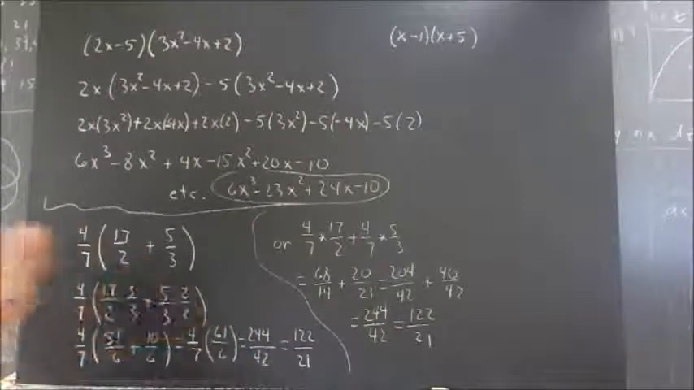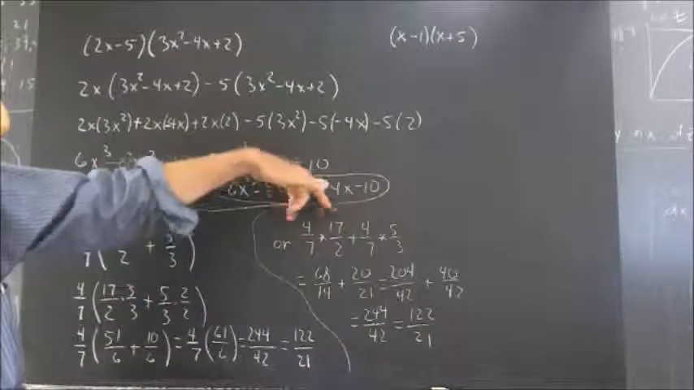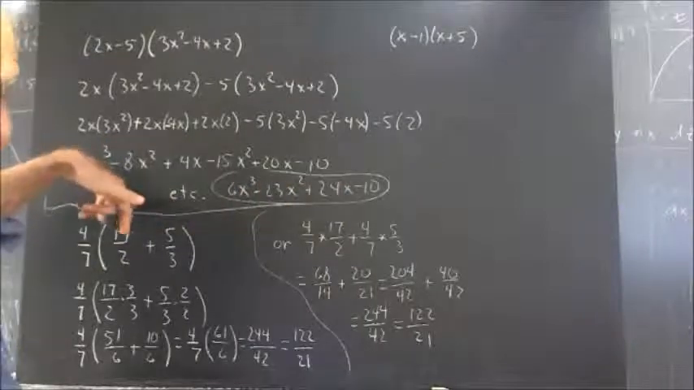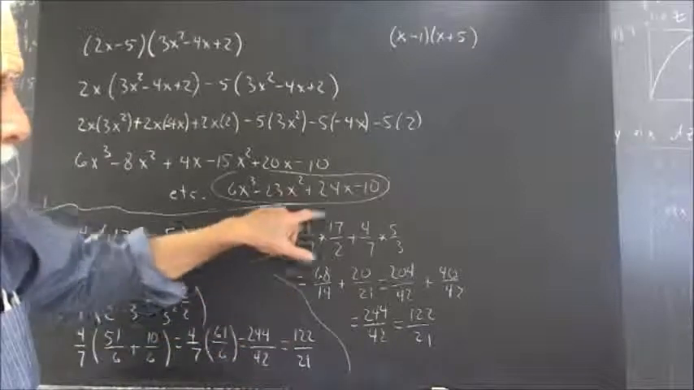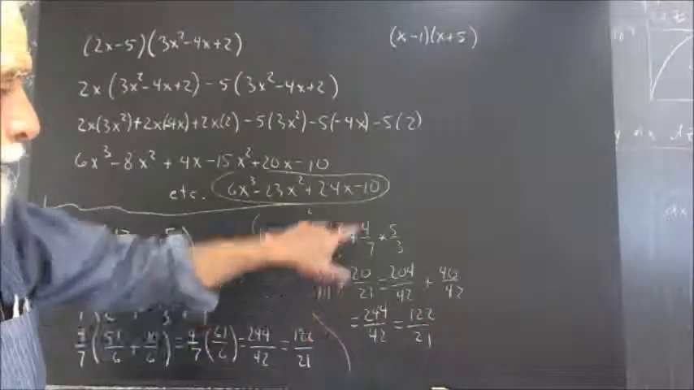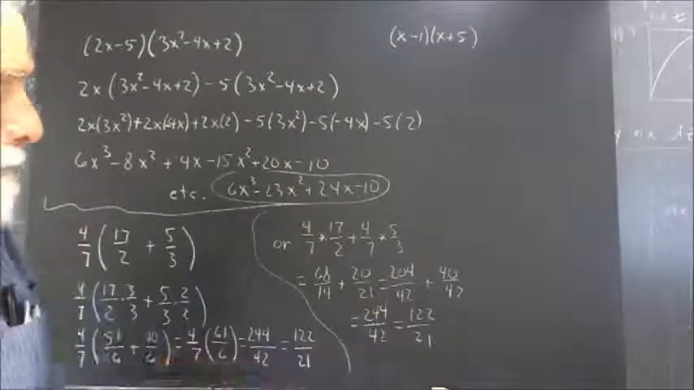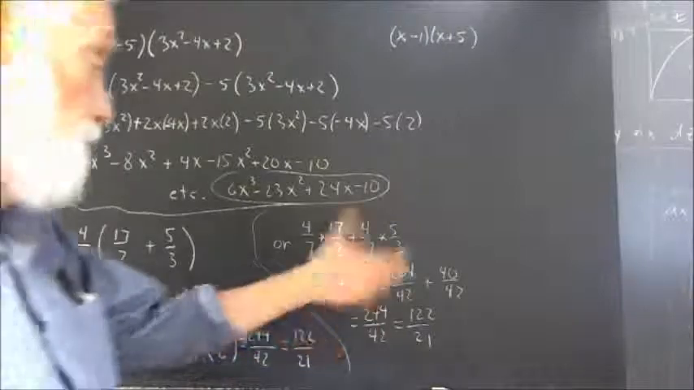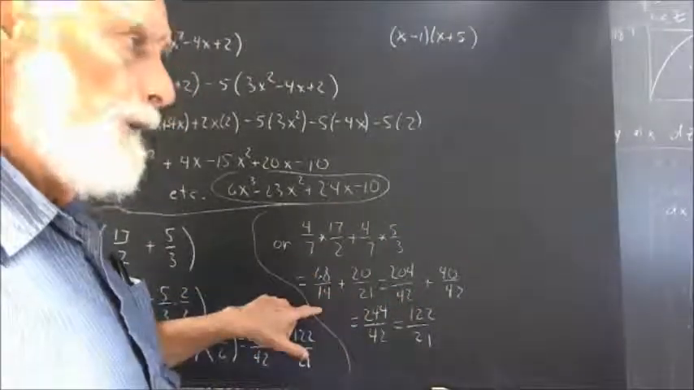Now, if we had multiplied through by the 4/7, we would have gotten 4/7 times 17/2 plus 4/7 times the 5/3. That gives us 4 times 17, 68, 68/14. 4 times 5 is 20, 20/21, 7 times 3 is 21. Common denominator is 42. So I have to multiply numerator and denominator here by 3.